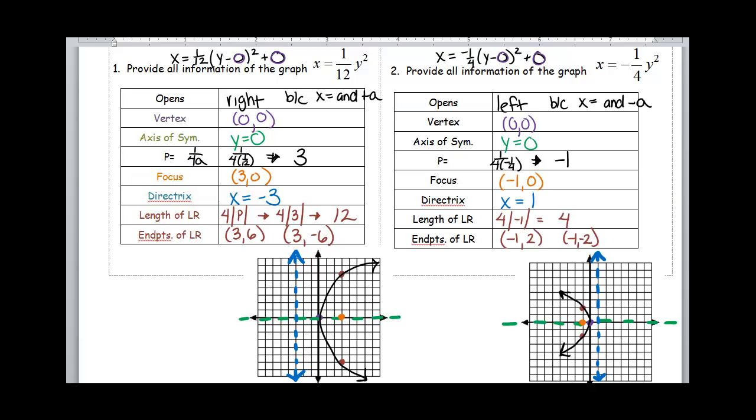Please now check your answers for number 2. You'll notice in number 2 that this parabola opens to the left because we had an x equals equation and a (-1/4) was negative. Then you'll notice that our vertex came from (0, 0) once we put it into the vertex form. Then the axis of symmetry had to cut through the vertex horizontally, and so that was the equation y = 0. Next, we needed to find the value of p, the distance from the vertex to the focus and the directrix. We got that by doing 1 divided by 4 times our a value.